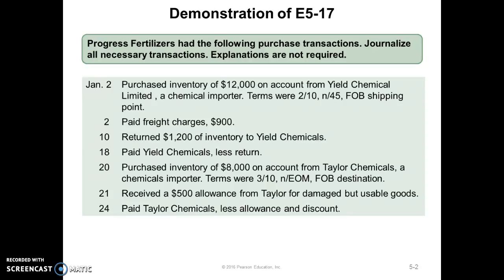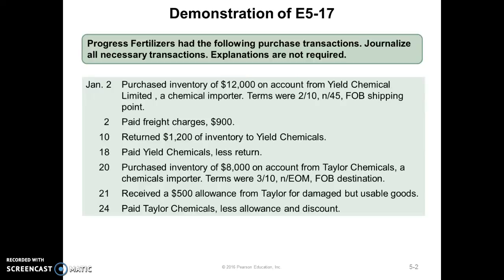So January 2nd, we purchased inventory of $12,000 on account. On account means we didn't pay for it in cash, right? When you do anything on account, that means that's some kind of payable. From Yield Company Limited, it's a chemical importer. The terms were 2/10, n/45. What does that mean? It means that if you pay within 10 days, you get a 2% discount. N/45 means that if you didn't pay within 10 days, you need to at least pay that $12,000 balance within 45 days.